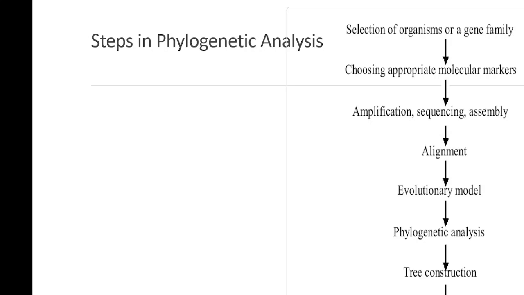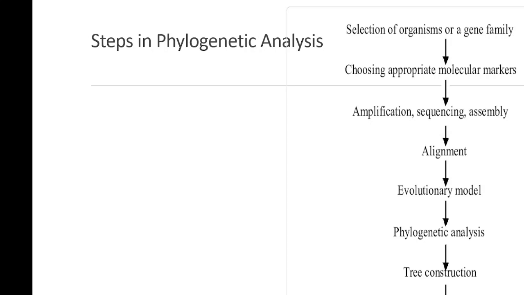We first go for the selection of organism. Then we choose which molecular marker or which gene has to be analyzed. Most of the time we are sequencing the DNA of the CO1 gene present in mitochondria. Another gene that we are sequencing is cysteine RNA. We also sequence 28S RNA. So these are the common types of genes or markers which we are using.